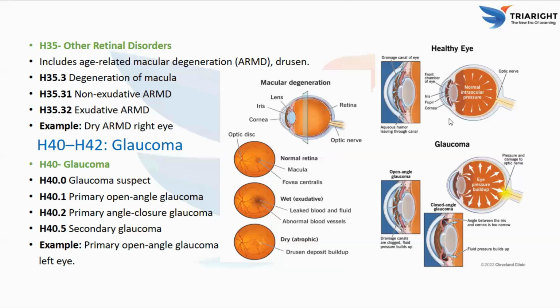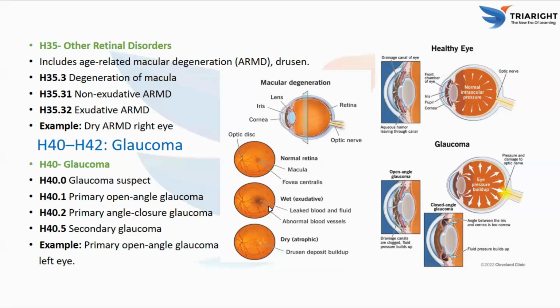Now the healthy eye and glaucoma diagram. In the healthy eye, the normal pressure is maintained. You can clearly see in this picture the fluid drains properly. Whereas in the glaucoma eye, it shows the eye pressure buildup. So the optic nerve gets compressed and visual field loss occurs.